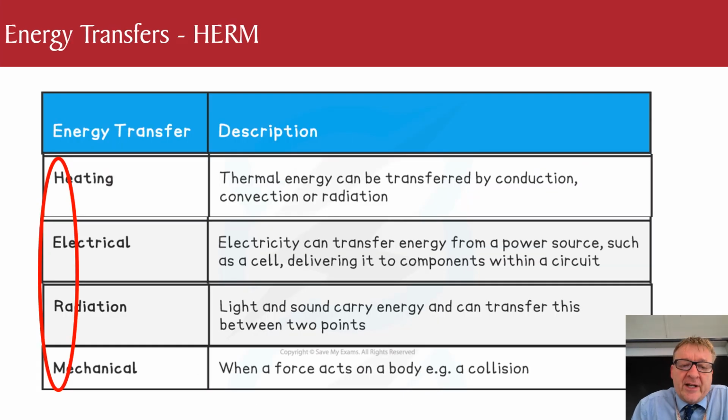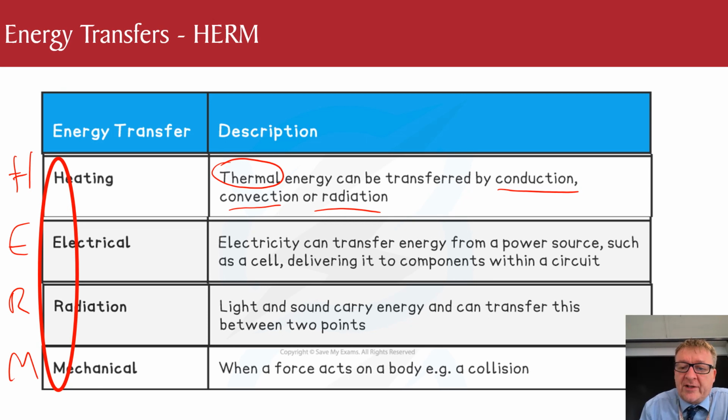Then once you've got the actual energy stores, energy is in one form and it is transferred to something else. And these are then called the HERM. So HERM. And they are heating, electrical, radiation and mechanical. So heating is all to do with temperature. And it can be transferred by conduction, convection and radiation.